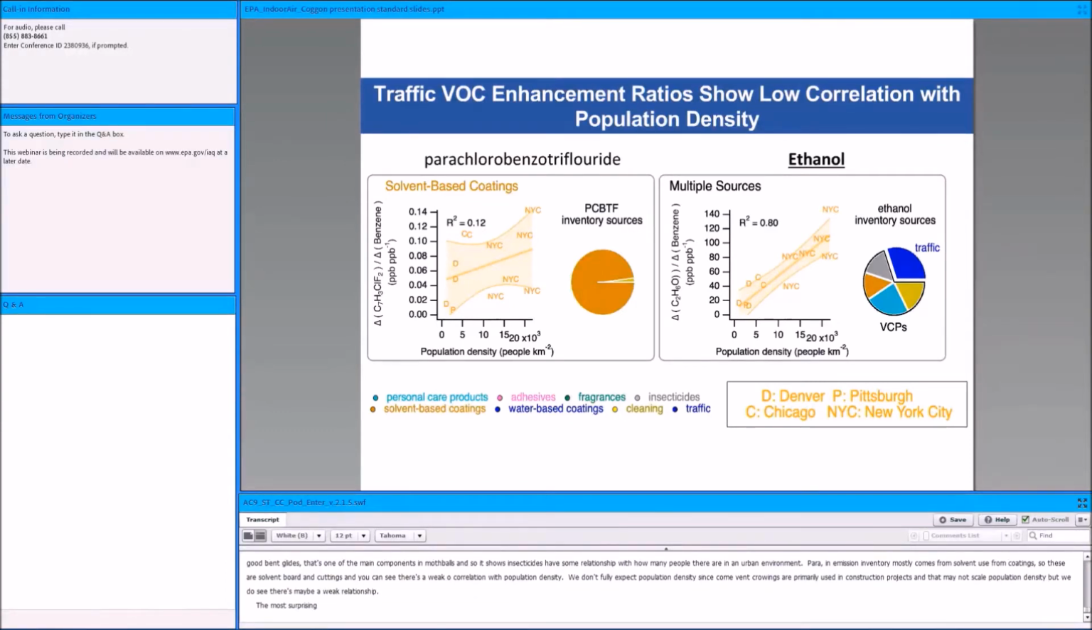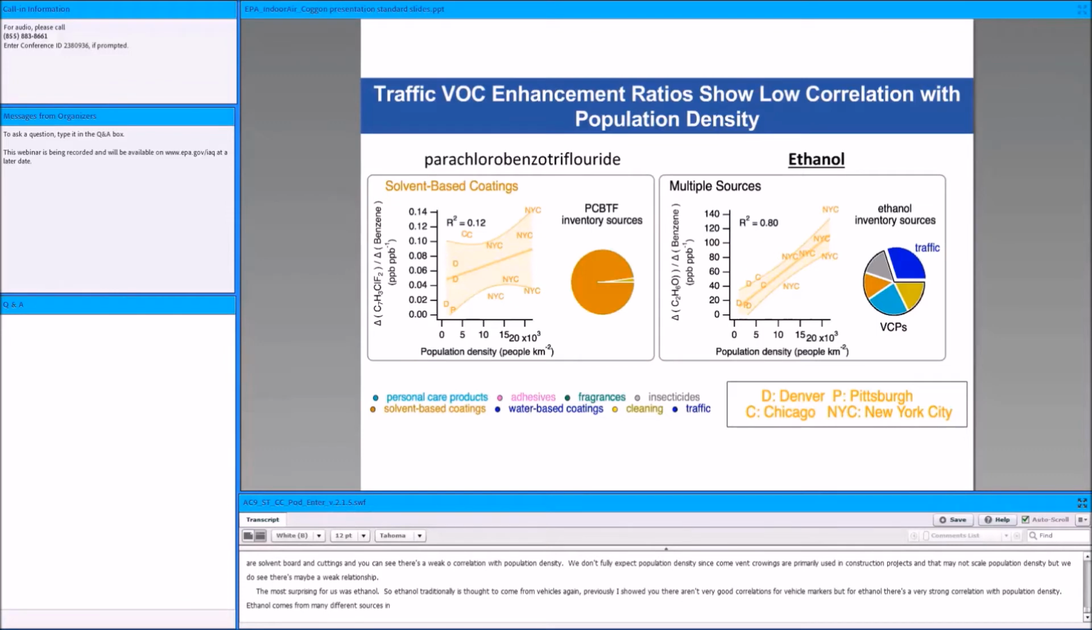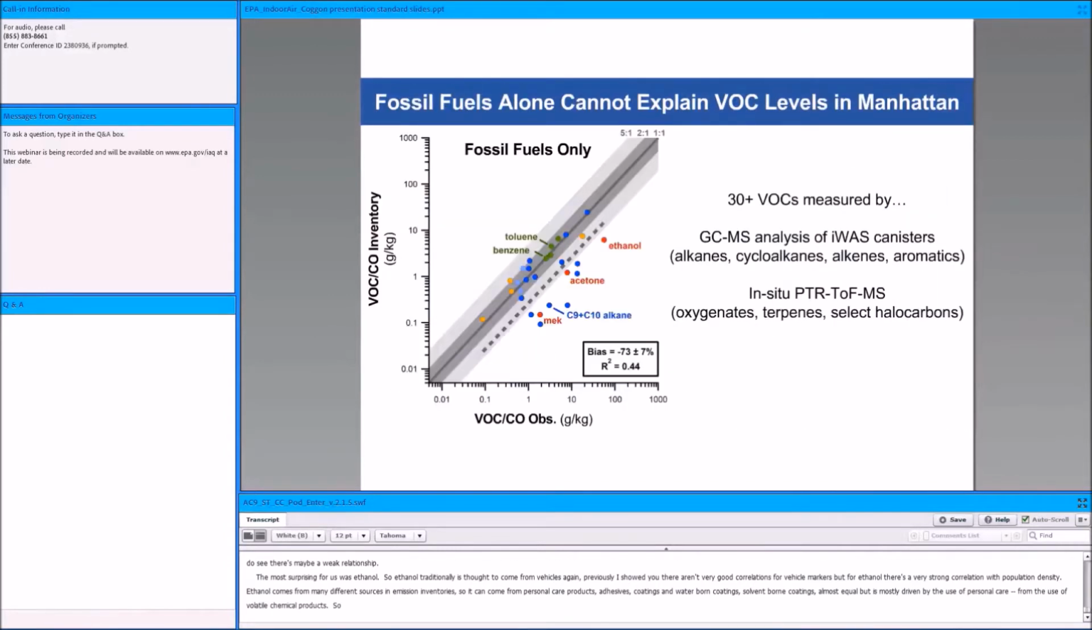The most surprising for us was ethanol. Ethanol traditionally is thought to come from vehicles. Previously I showed you that there aren't very good correlations for vehicle markers like the aromatics, but for ethanol there's this very strong correlation with population density. Ethanol comes from many different sources in emission inventories, so it can come from personal care products, adhesives, coatings, and waterborne and solvent-borne coatings, at almost equal proportions. So ethanol seems to come from everywhere, but is mostly driven by the use of volatile chemical products. So the point here is that we can measure many different markers for consumer product emissions.